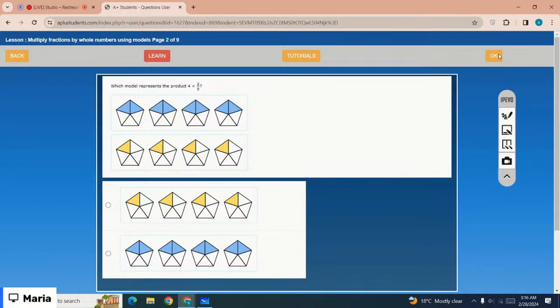Which model represents 4 times 2 over 5? So which is the correct option? Which is the correct option? Option 1 or option 2?